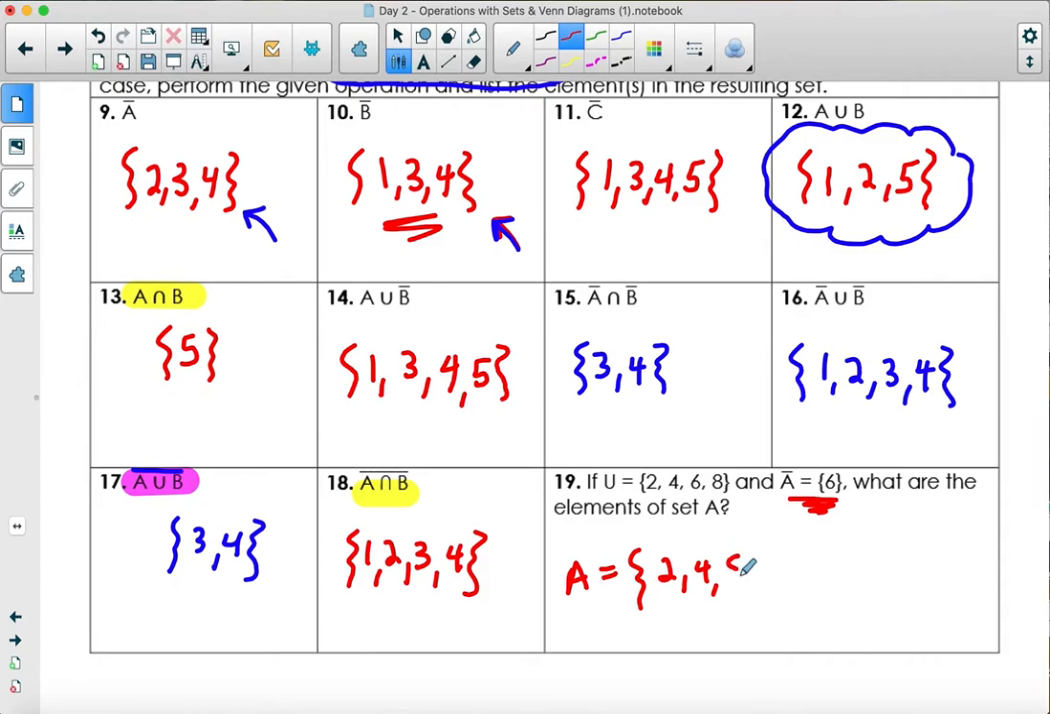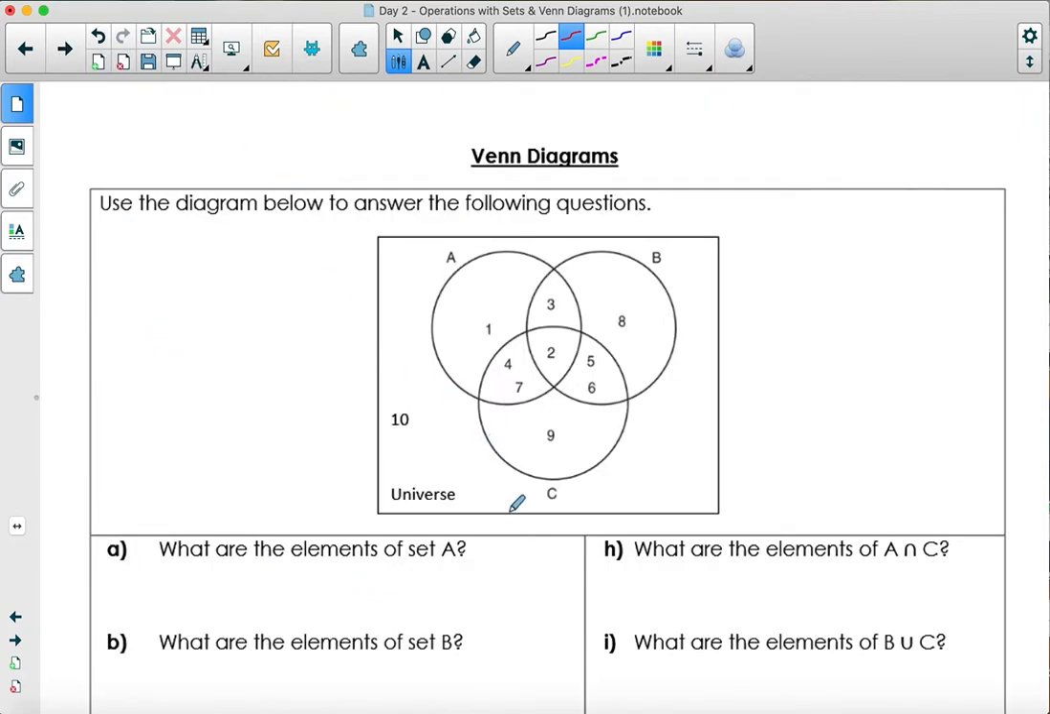Okay? And that's because, remember, the set A, unioned with its complement, should equal the entire universal set itself, set U. Okay? All right. I hope that's good. Write down any questions that you may have, and we can definitely go over them.